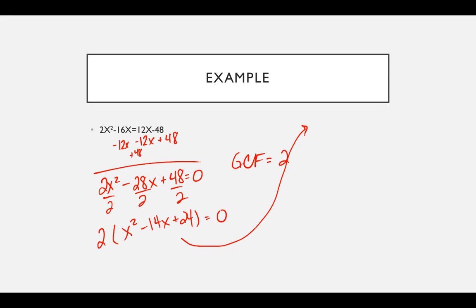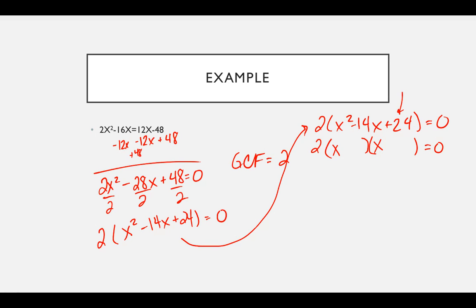Now I'm going to come over here. I'm just going to rewrite what I have. I'm going to keep that 2, but now I can still factor because I have this x squared. So I want to break this down exactly like we did in the previous lessons. So x times x is the x squared.